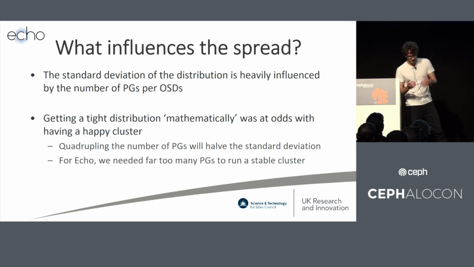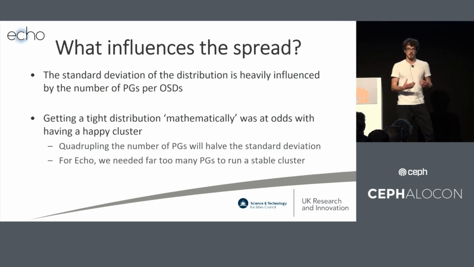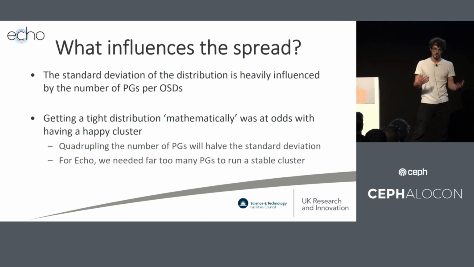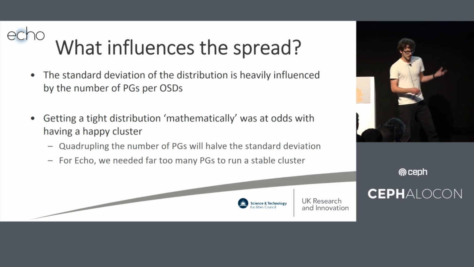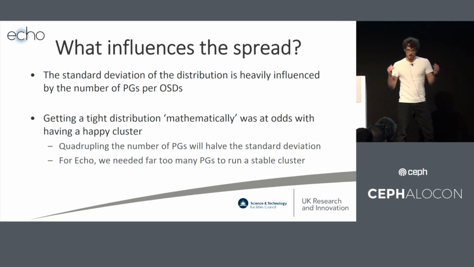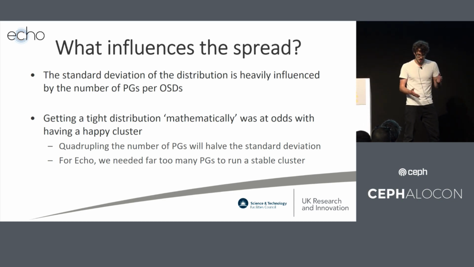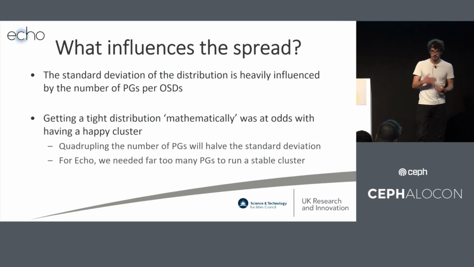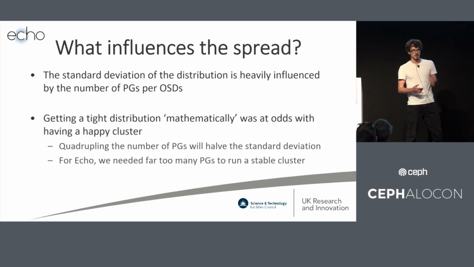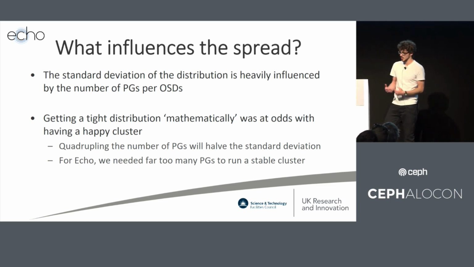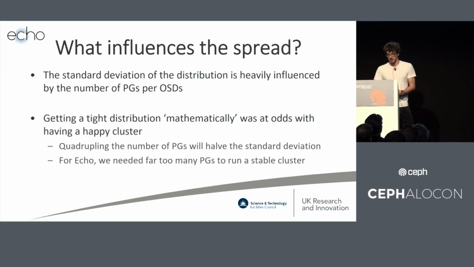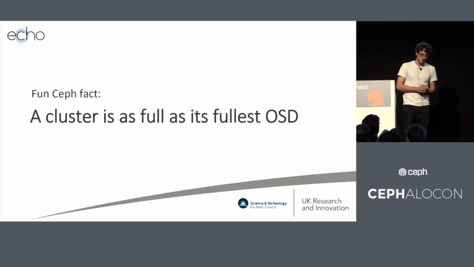Having said that, we found we couldn't use that with Echo to improve our distribution. I think the way the maths works is you need to quadruple the number of placement groups to halve your standard deviation. For Echo, to get the standard deviation we were looking for, which was somewhere around 2, what we had calculated to be able to run the cluster as full as we needed to, we needed to increase the number of placement groups by somewhere around 25 times, which we couldn't do. We couldn't have that many placement groups and run the cluster. The OSDs were simply too overloaded. So we had to explore other ways of doing that.